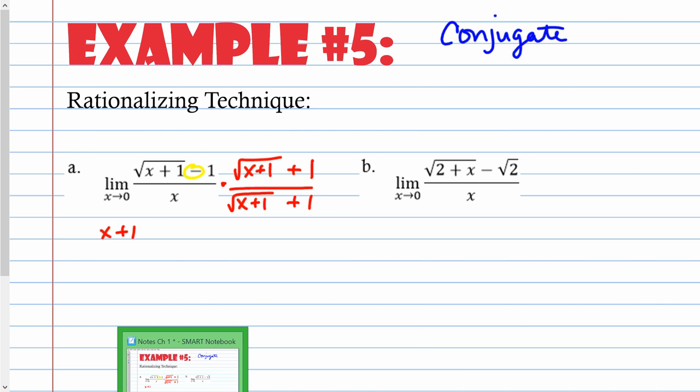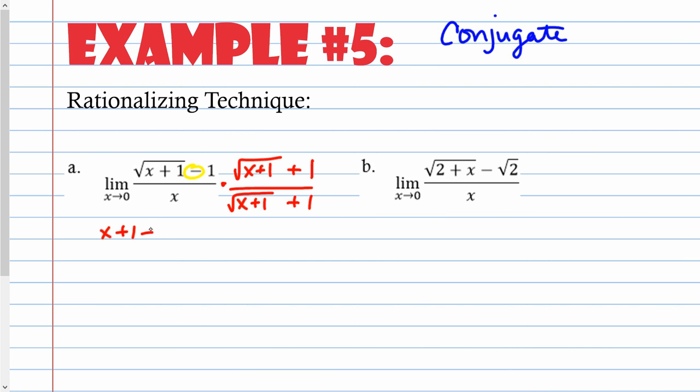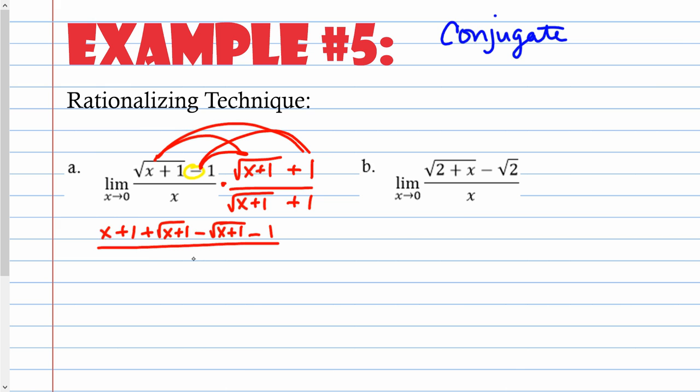Okay? Oh, hold on. My computer, okay. So, as I was saying, I'm going to end up with plus the square root of x plus 1, right? So I've done this, and I've done this. So now I'm going to do this. So that's going to be a negative square root of x plus 1. And now negative 1 times 1 is negative 1. So that's the top.